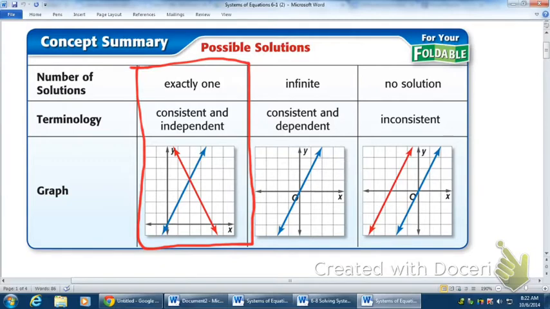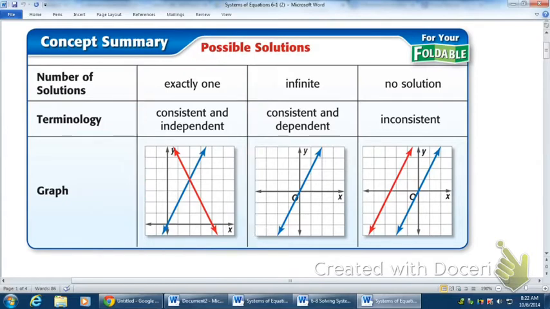The consistent part, I haven't really thought of an easy way to remember that. How is it consistent? Yes, they keep going straight, but that's the same thing with parallel lines, so that's not the main reason. I guess consistent because they have a solution. They're consistent because they have a solution. And the graph of it, we have two lines and they intersect. So try to remember that.